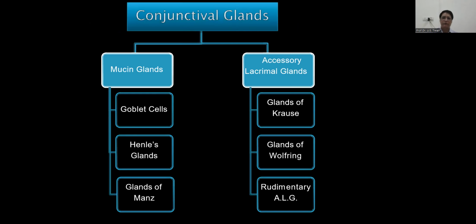Now, this is what I was talking about. The conjunctival glands are the mucin secreting glands and the accessory lacrimal glands. The mucin secreting glands are goblet cells, glands of Henle, and glands of Manz. Whereas the accessory lacrimal glands that secrete the aqueous, that is the tears, are glands of Krause, glands of Wolfring, and the rudimentary accessory lacrimal glands, right?